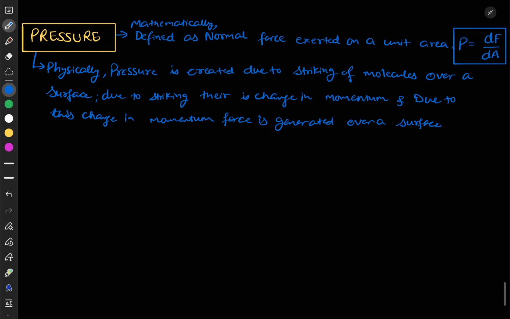Now there are a few more points I would like to mention here. Pressure is compressive in nature, and it is scalar. So there are two important points: pressure is compressive and scalar.